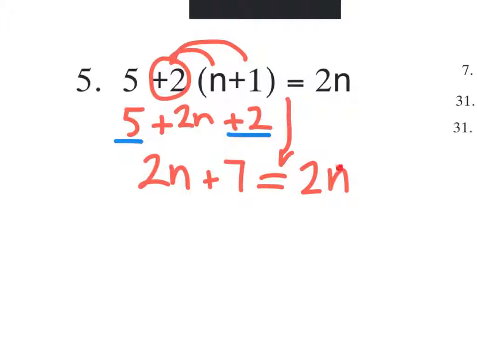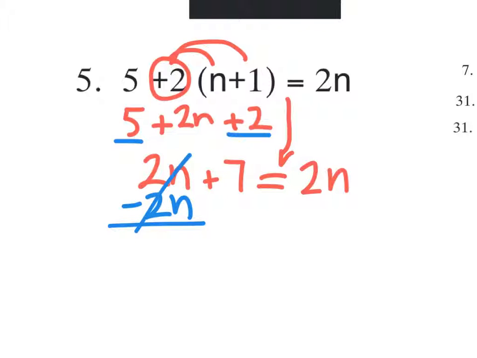Now, the goal to solving any equation is to get n by itself. Is n on the left side of the equal sign or on the right side of the equal sign? It's on both sides. So you want to get it by itself on one side. You don't want it on both sides. So let's get rid of one of them. I'm going to get rid of this guy. Or, no, I'm going to get rid of this guy. I want to subtract 2n. I want to subtract 2n.